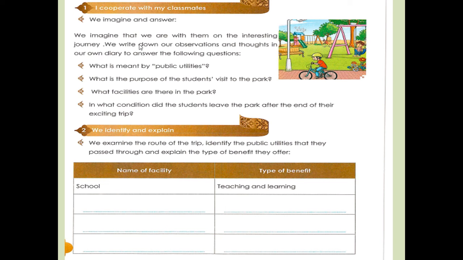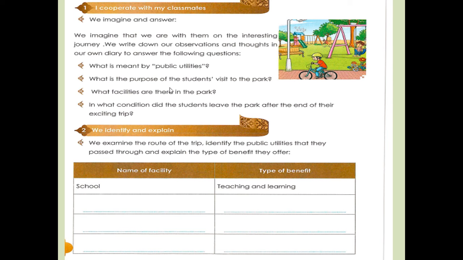What did you see on your way? That might help you to answer the following questions regarding the chart you saw on the previous slide or previous page. Sorry. So what does it mean, public facilities or utilities?